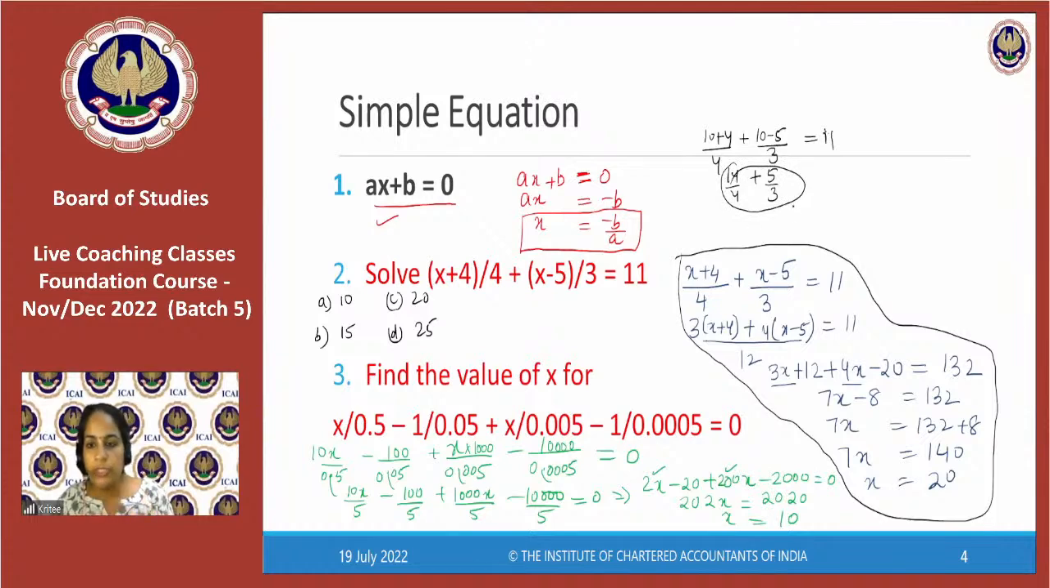Or those who are good at mental maths can identify that this is 1 point some value, this is 2 point some value. So again, 1 point and 2 point on being added do not give 11. So this is very clear, not the answer.